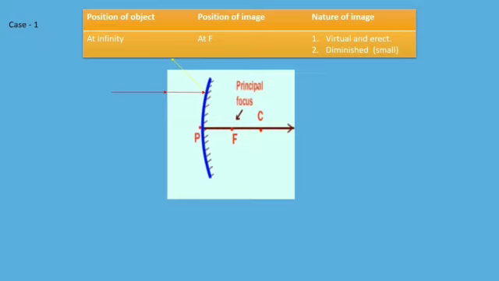But since the rule says it should pass through the focus, I'll draw it either with a dotted line or I'll use some light color to show you. When you are copying in your notebook, you put a dotted line for this light color, light blue color.